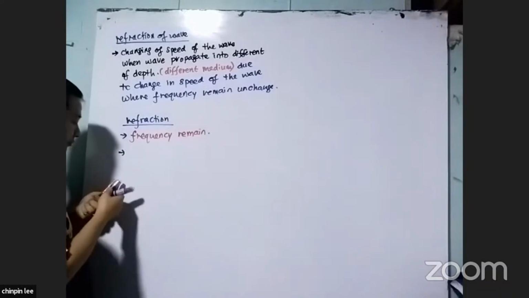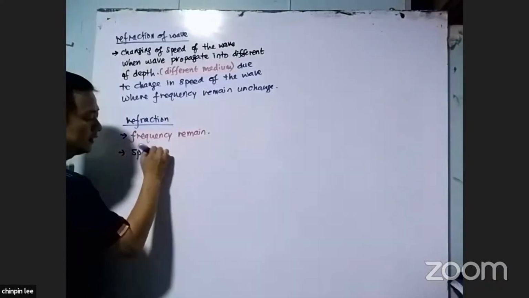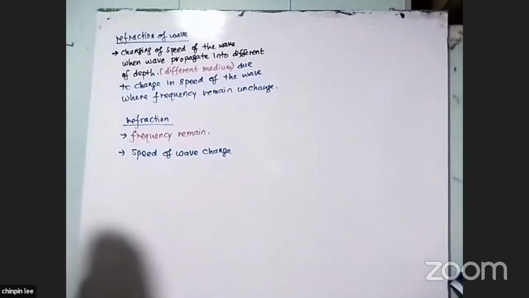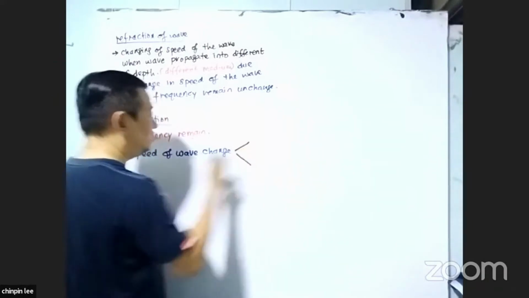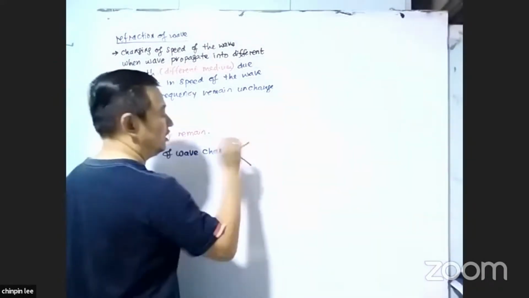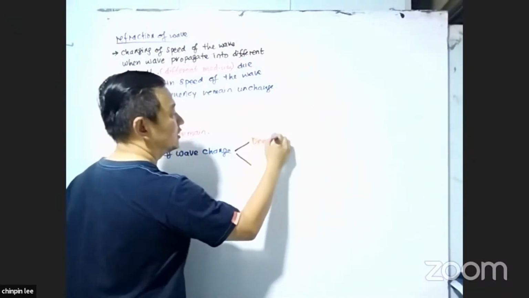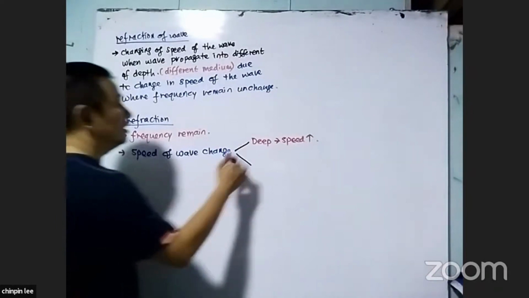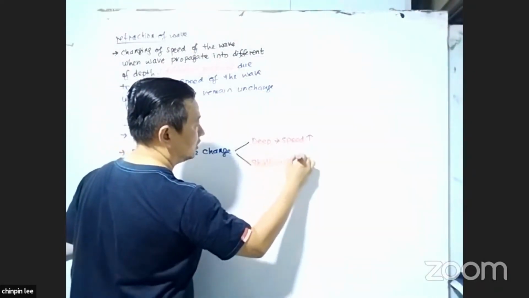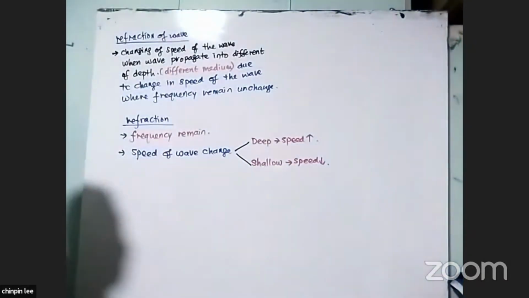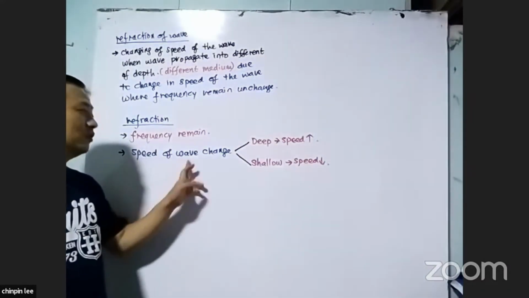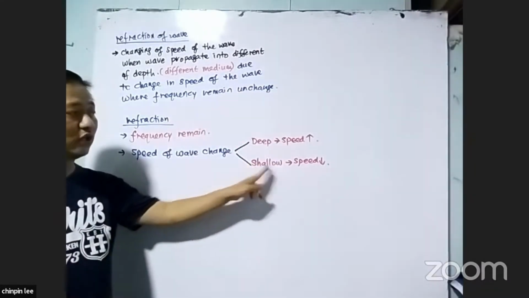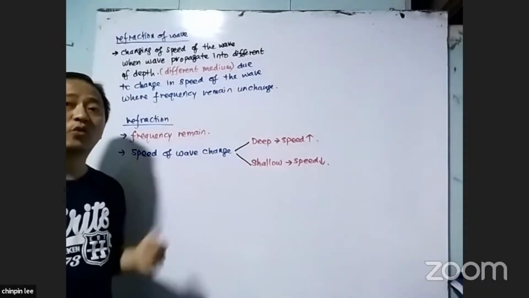After the refraction, the speed of the wave will change, depending on whether you go deep or shallow. If the wave enters the deep region, the speed increases. If the wave enters the shallow region, the speed reduces. It means the wave going to deep water will be faster, and if it goes to shallow water, the speed of the wave will be slower.